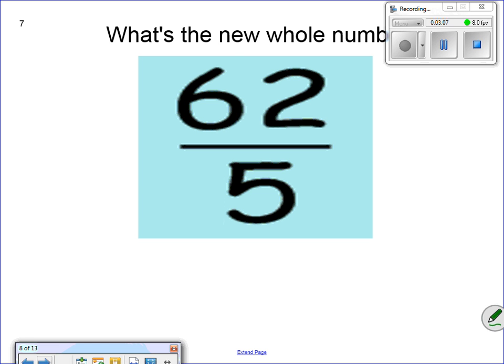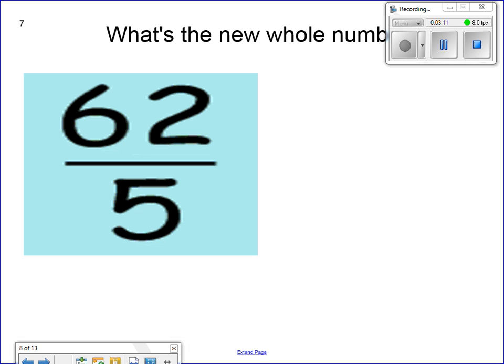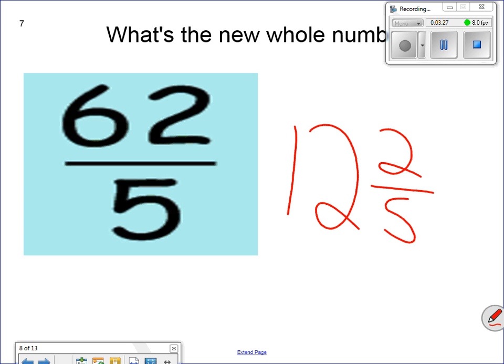What's my new mixed number here? How many 5's go into 60? 5 times 10 is 50. 5 times 11 is 55. 5 times 12 is 60. So I have a big 12 out here. What's left over? I have a 2 left over. If I reverse it, 5 times 12 is 60, plus 2 is 62 over 5.